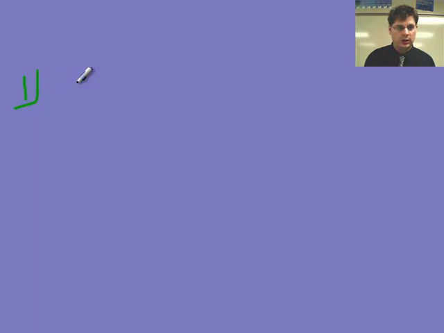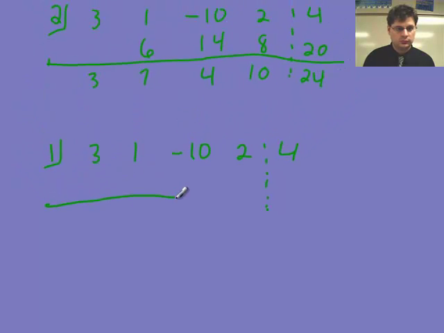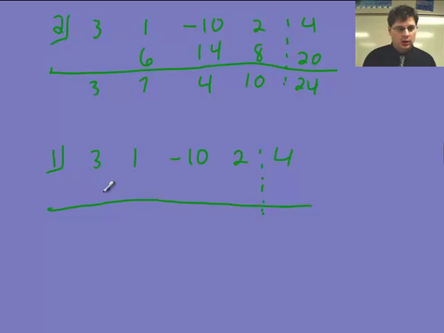So we'll do 1, and then 3, 1, negative 10, 2, 4. Alright, so we'll bring down 3. 1 and 3 is 3. 3 and 1 is 4. 4 times 1 is 4. Negative 10 and 4 is negative 6. 1 and negative 6 is negative 6. 2 and negative 6 is negative 4. And negative 4 and 4 is 0. There's no remainder, so 1 is a rational 0.